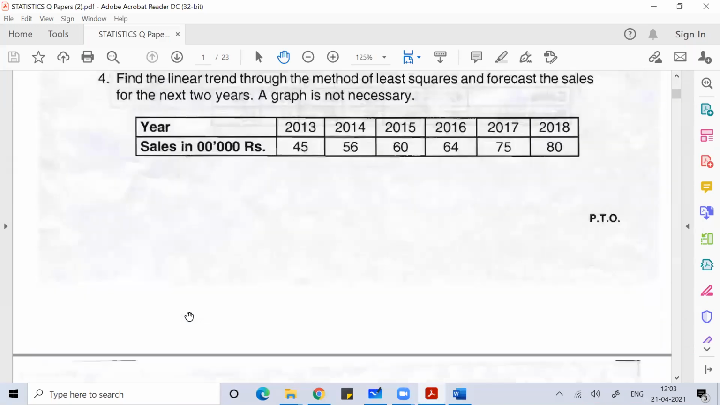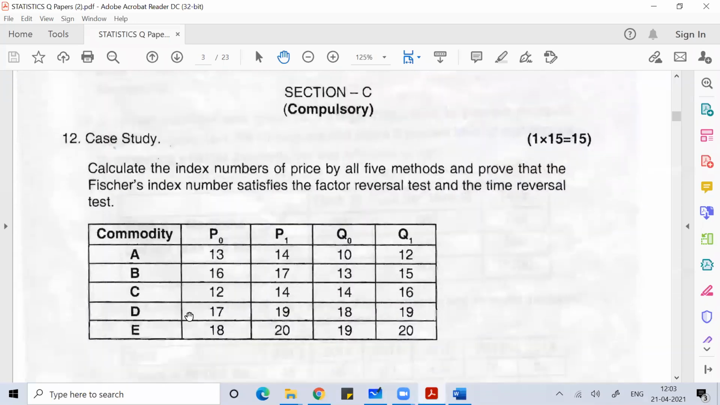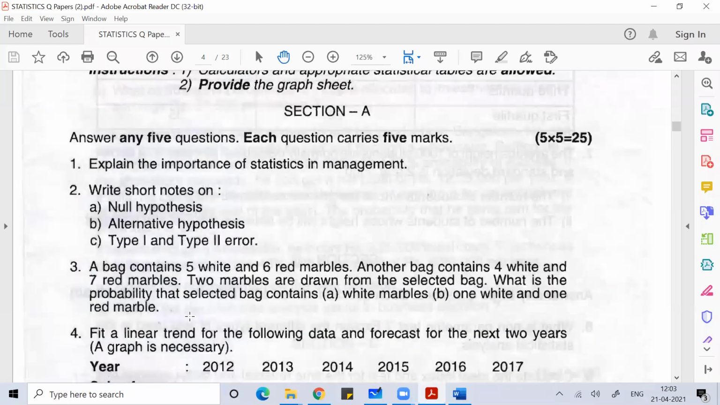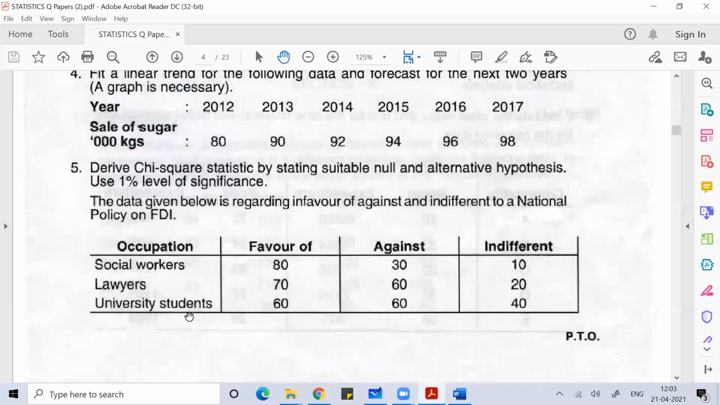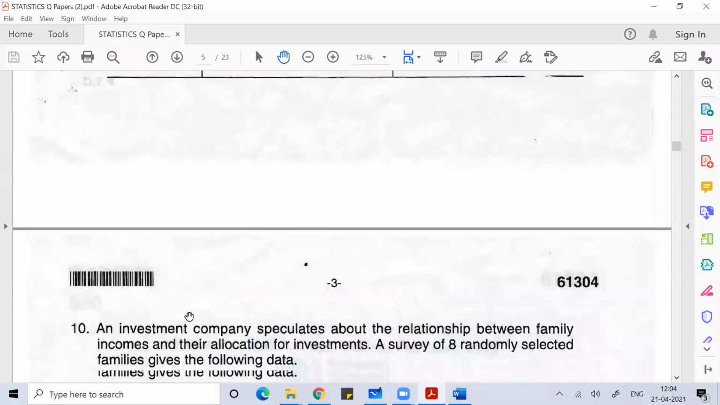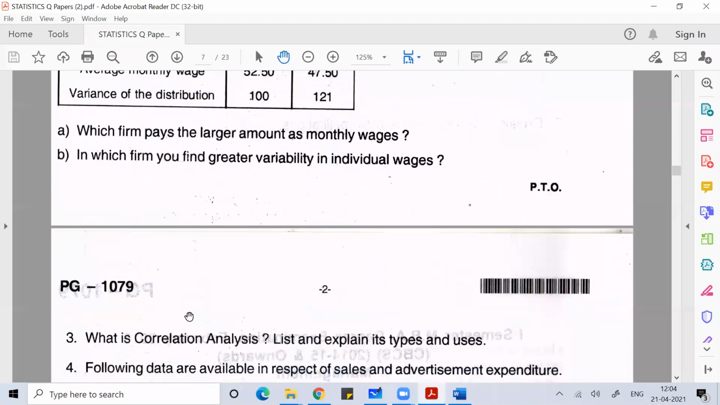I'll give you theory notes for all this, so you can keep this in your mind. And all the theory notes will be given to you. Don't worry about that. Write a short note on null hypothesis, alternative hypothesis, type 1 error, type 2 error. You can see this 5 marks question came. So in the exam, you can expect theory questions on test of hypothesis. So all this will be given to you, notes and all.